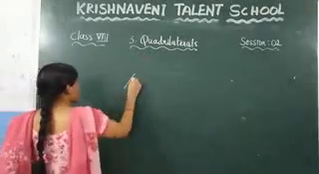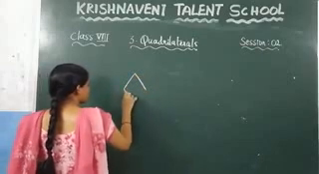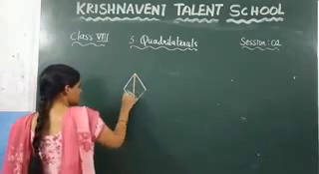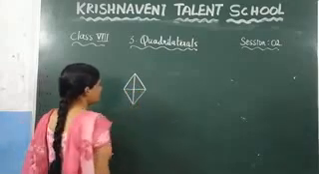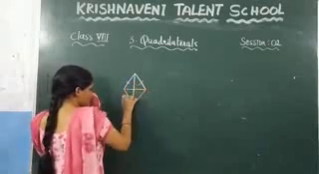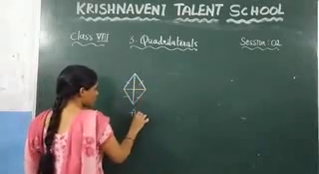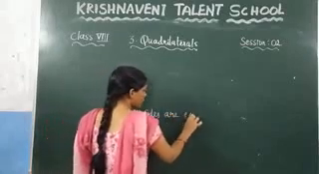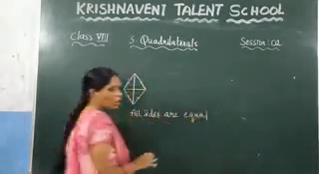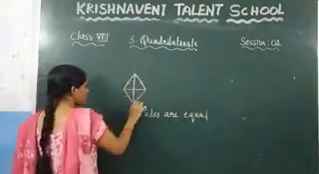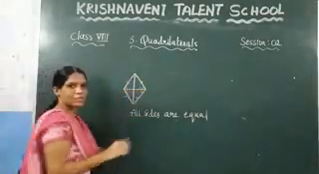Let us see the next one, which is the rhombus. Here, see the properties of the rhombus. In a rhombus, all sides are equal. This is the first one. You know that in a rhombus, all sides are equal, and opposite angles are equal in a rhombus. That means this angle is equal to this angle, and this angle is equal to this angle.